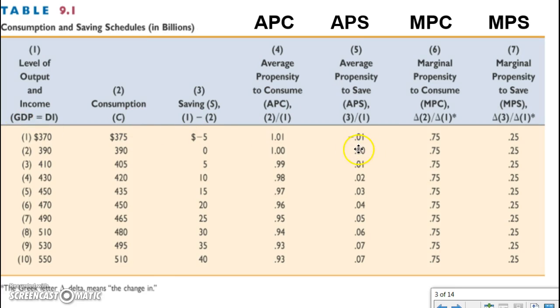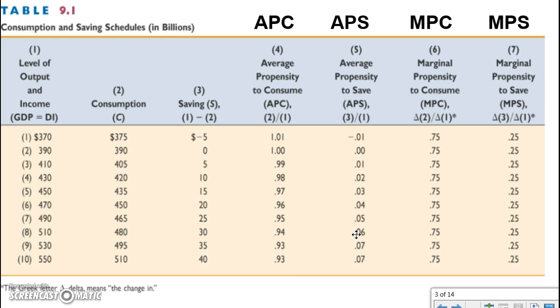And when people's incomes were very low, the average propensity to save was negative 0.01. As we move along, people start to save more, and the percentage of income that is saved actually increases. So in real terms, in dollar terms, as people's incomes increase, they spend more and they save more. But in percentage terms, as people's incomes increase, they consume a lower percentage and they save a higher percentage. Why? Basically because they can.